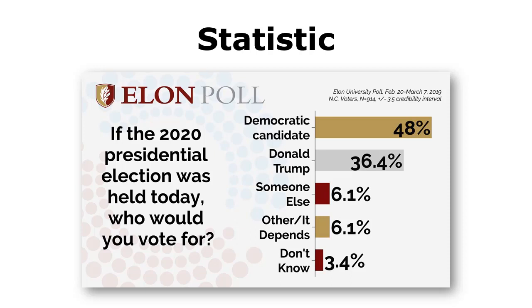Now, notice the tiny little details in the upper right-hand corner of the image. It says North Carolina voters, the N is 914. That means they polled 914 people. So that is not all of the people who are eligible to vote in North Carolina. That's just a sample. So these numbers then represent statistics.